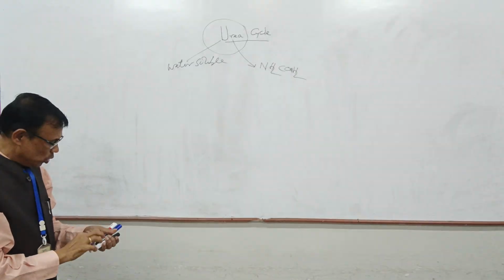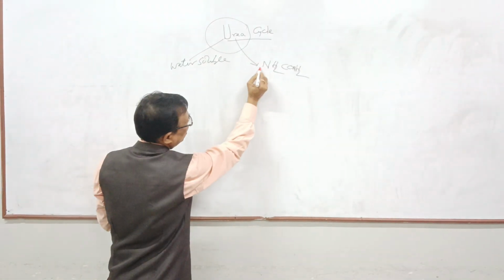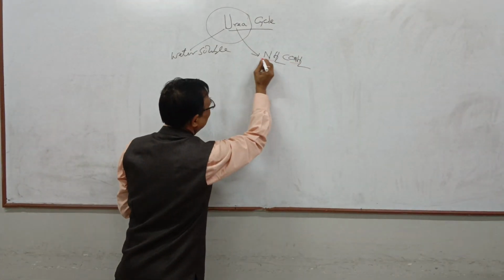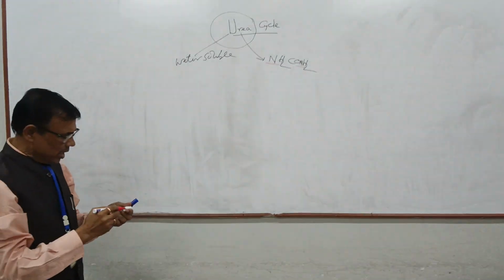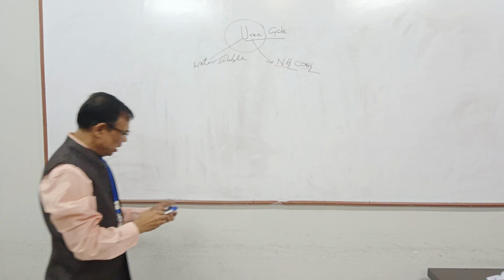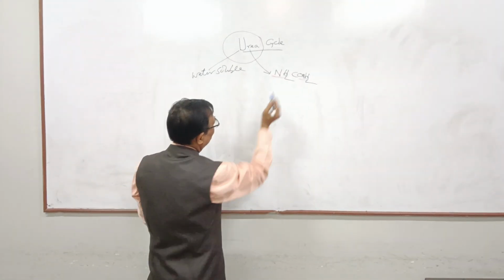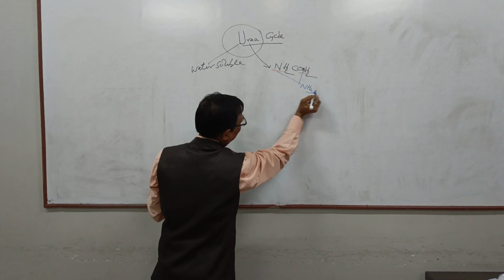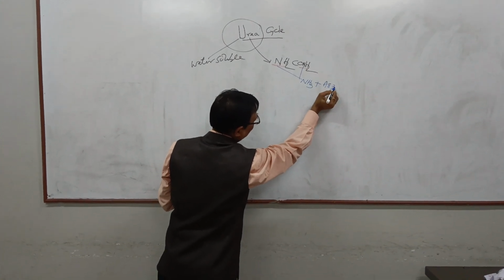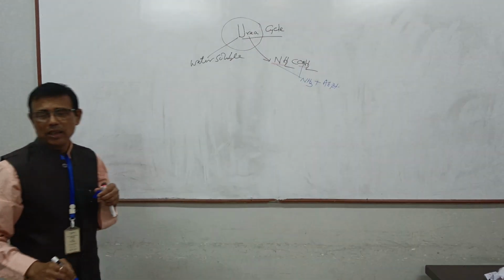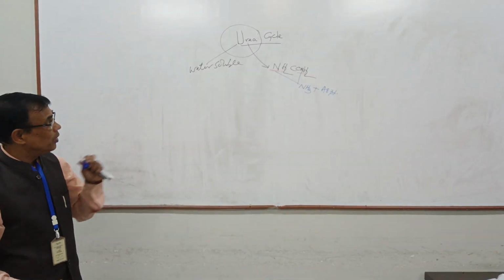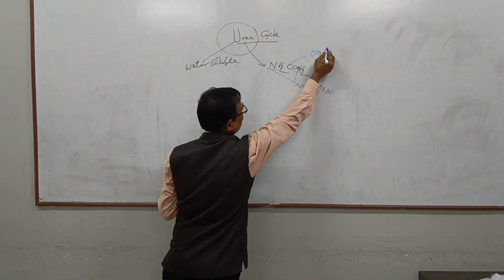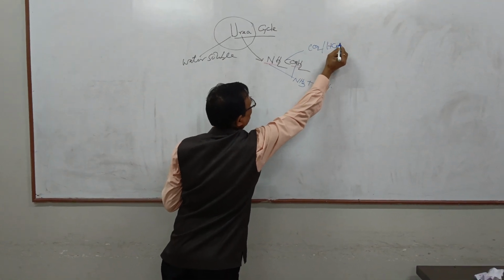Here, if you observe closely, there are 2 nitrogens. What is the source of the 2 nitrogens? One is ammonia, the other is aspartic acid, which is a dicarboxylic amino acid. And the carbon is coming from carbon dioxide or HCO3 minus, bicarbonate.